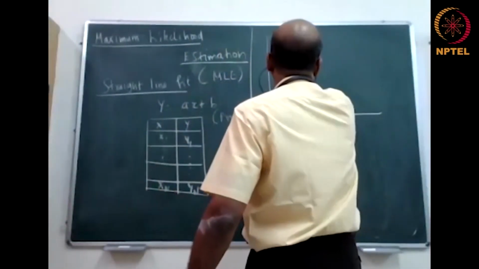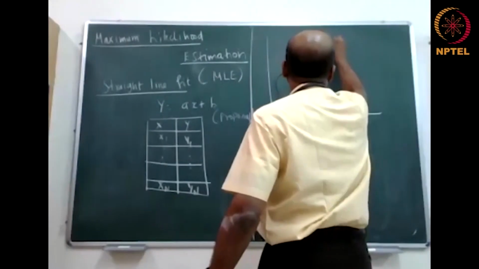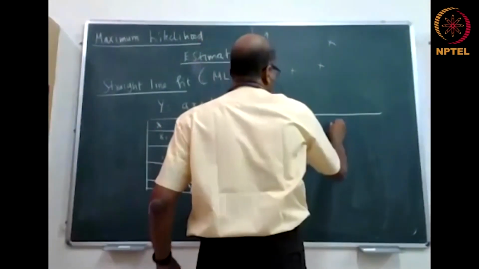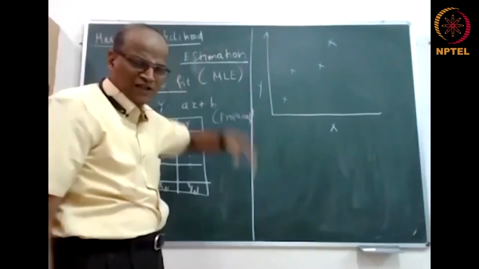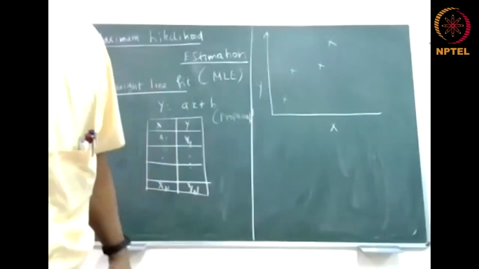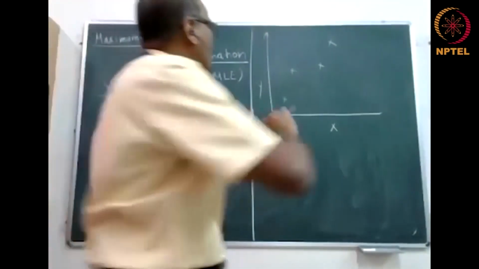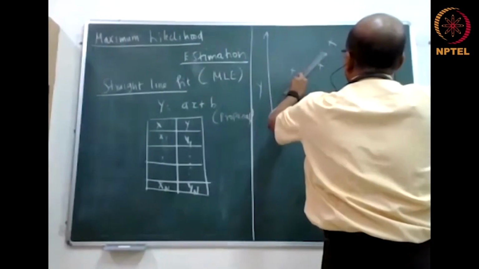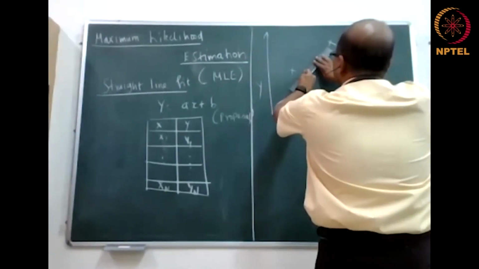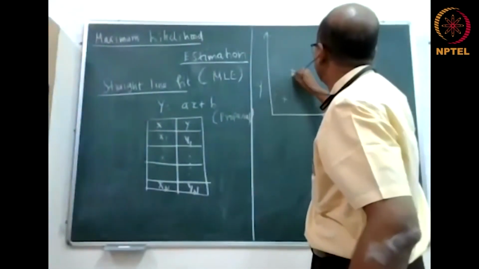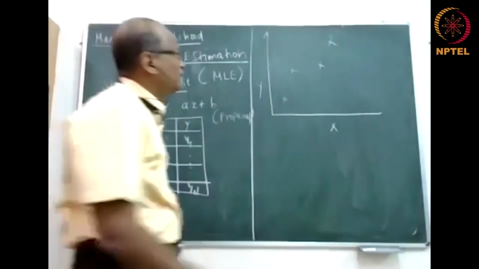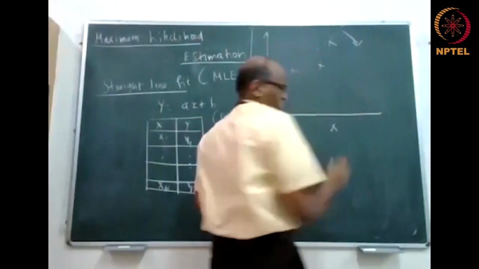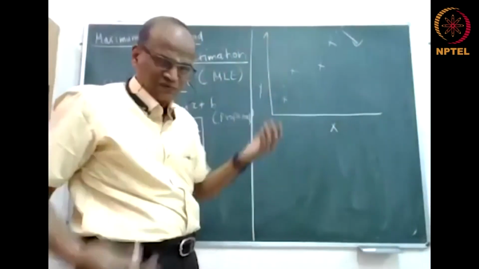Let us say that this is X and this is Y, and your proposal is to fit a straight line. One thing is, I can take a scale and do something like this. This is possible, right?